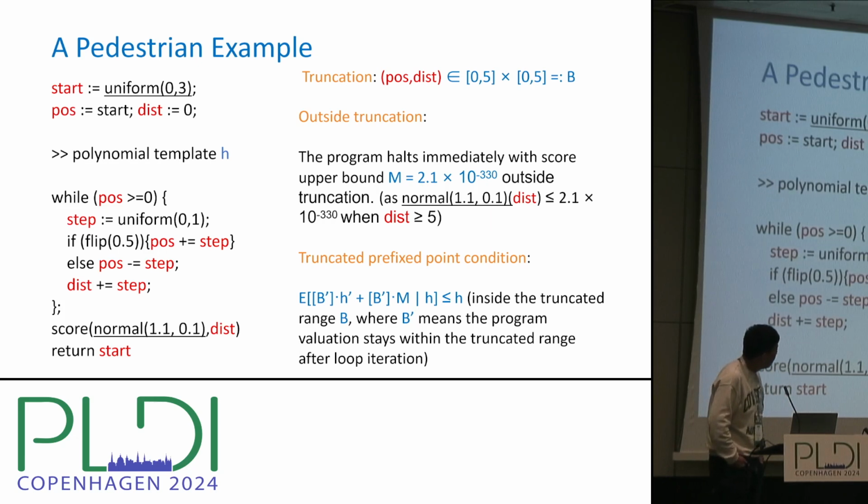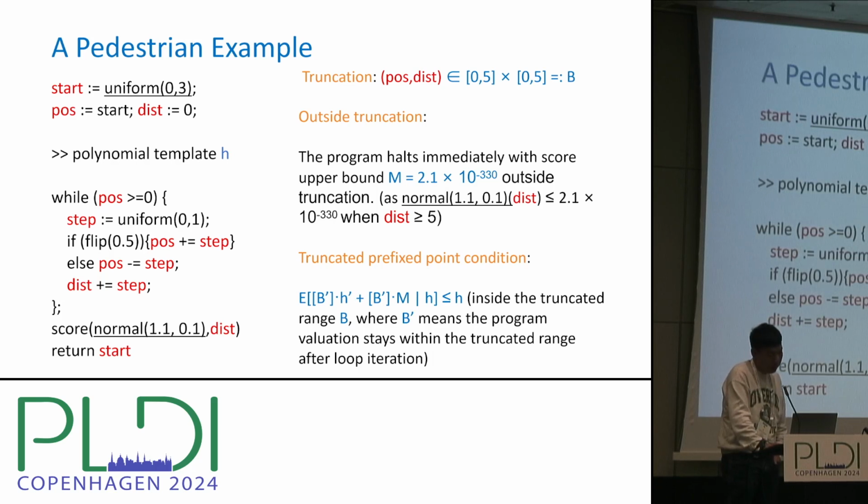Here we see that the expected value is a summation, which is b prime times h prime plus b prime times m, where this m, the second one, should be the negation of b prime, which means that it is outside the truncated range. So here the prime means that we have performed one loop iteration, and if it is outside the truncated range, then we simply have this upper bound m here, and if it is still inside the truncated range, then we have this h prime here, which is still the one-step expected value from h after one loop iteration.